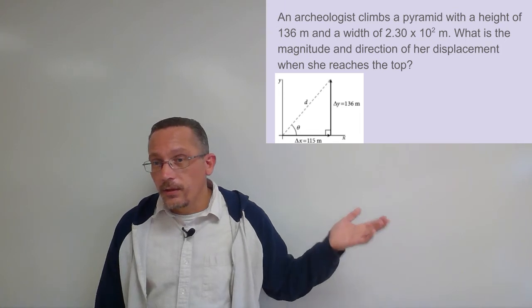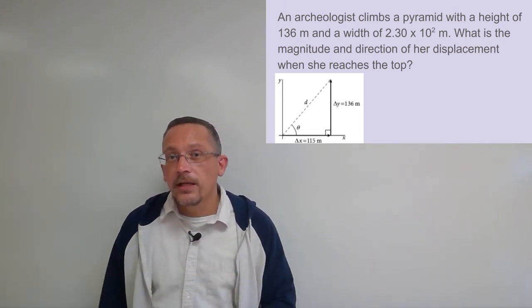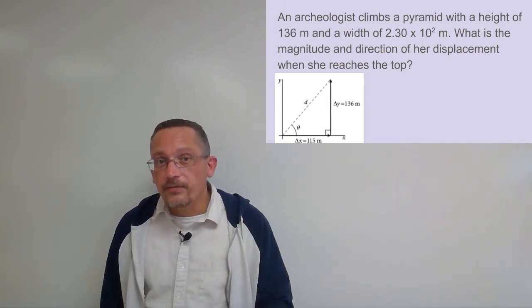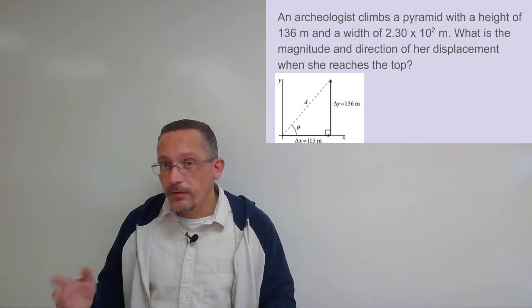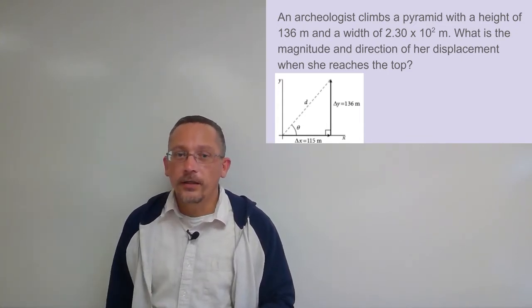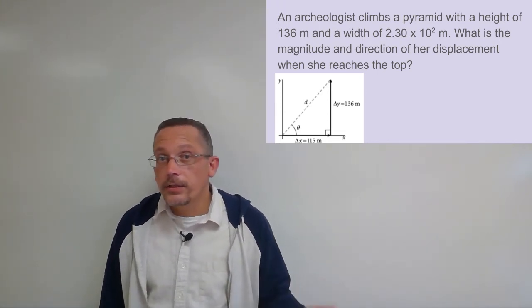So the first vector is entirely in the horizontal direction, entirely in the x direction, and is 115 meters. The second vector represents her displacement in the upward direction, maybe in the y direction you want to call it, right? And that's equal to the height of the pyramid. The height of the pyramid is 136 meters.